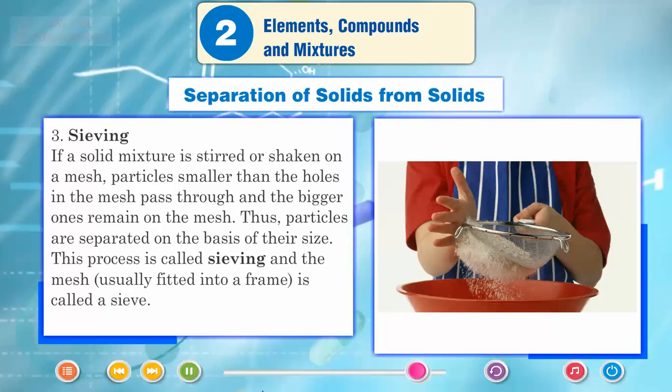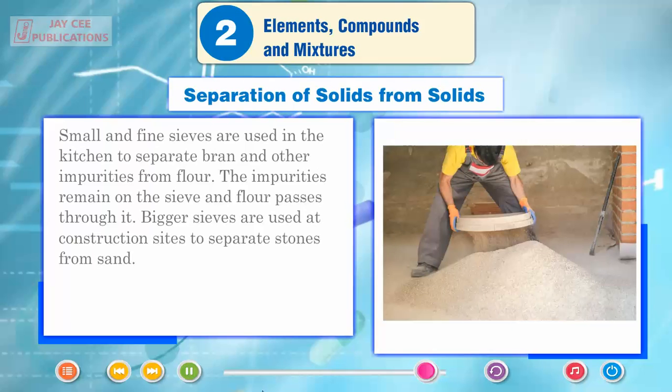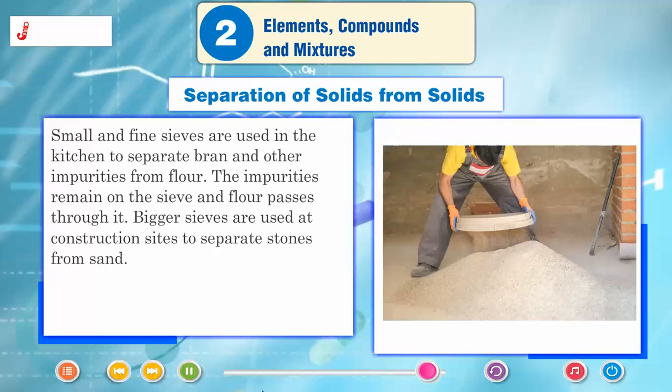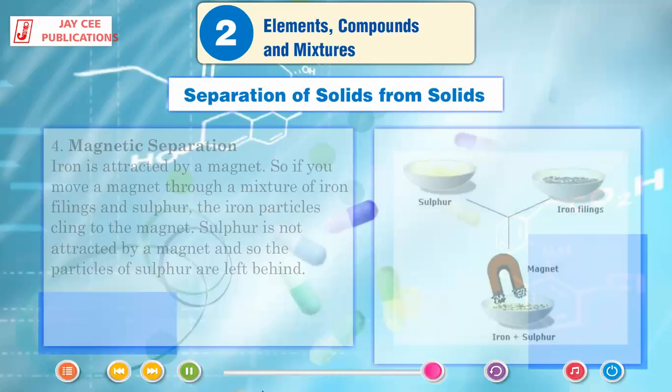Sieving. If a solid mixture is stirred or shaken on a mesh, particles smaller than the holes in the mesh pass through and the bigger ones remain on the mesh. Thus, particles are separated on the basis of their size. This process is called sieving, and the mesh usually fitted into a frame is called a sieve. Small and fine sieves are used in the kitchen to separate bran and other impurities from flour. The impurities remain on the sieve and flour passes through it. Bigger sieves are used at construction sites to separate stones from sand.